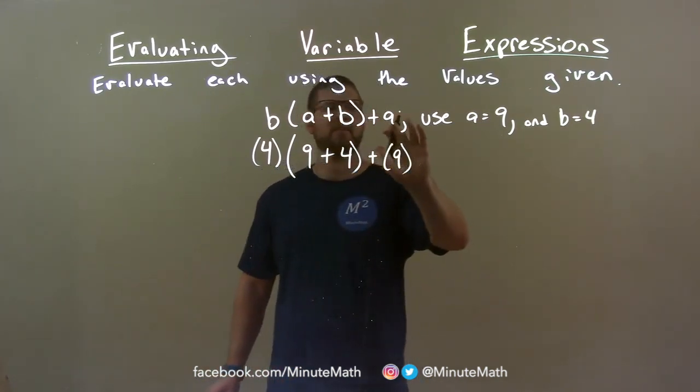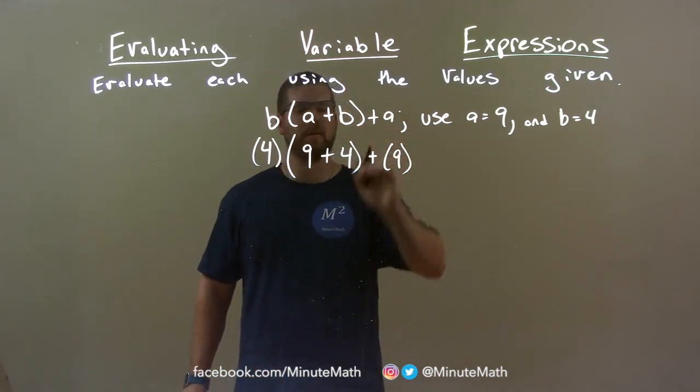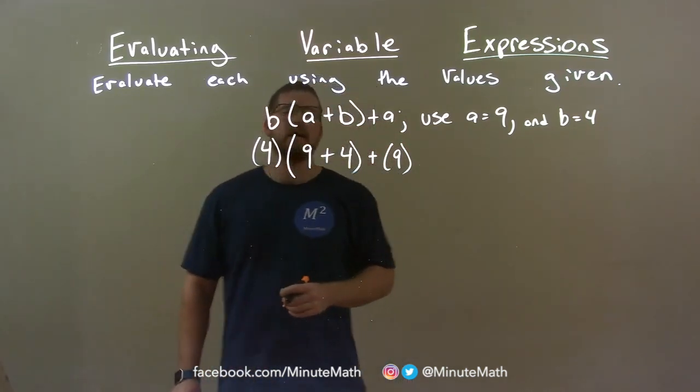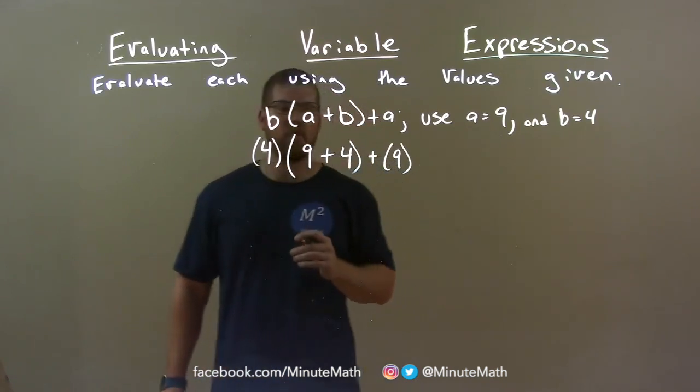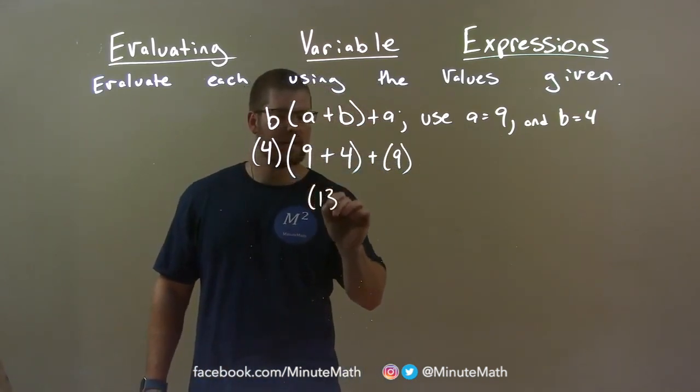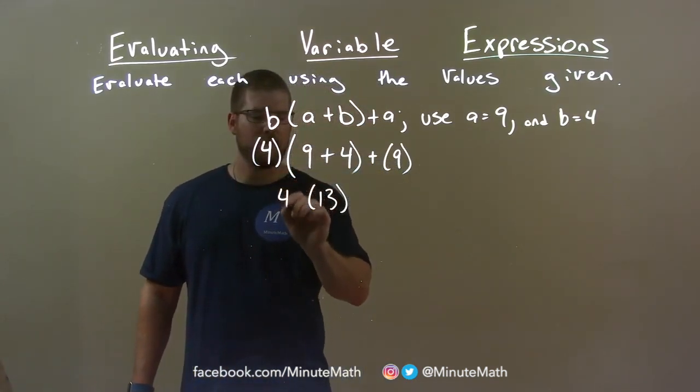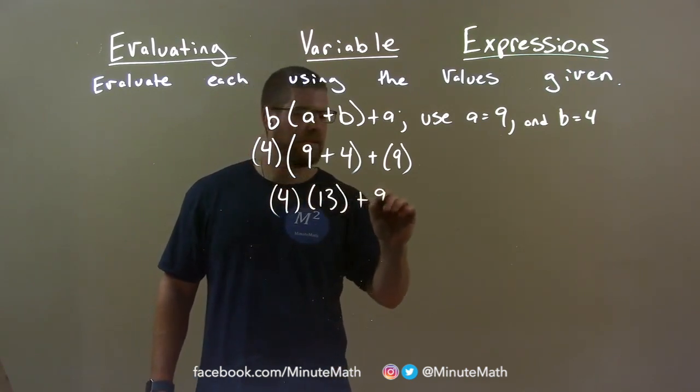Okay, and my A's kind of look like 9s. All right, there we go. So simplify what's in the parentheses first. 9 plus 4 is 13. So we have 13 here. Bring down the 4 and the plus the 9.